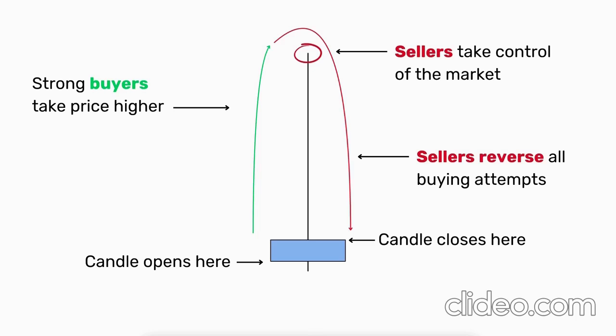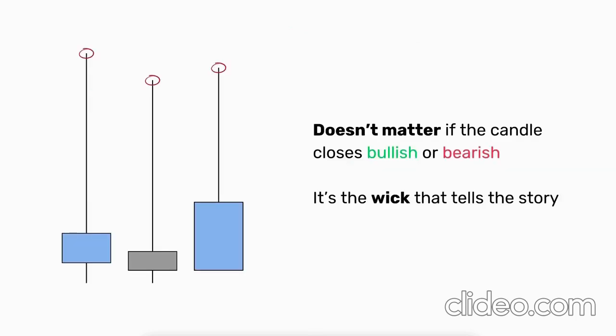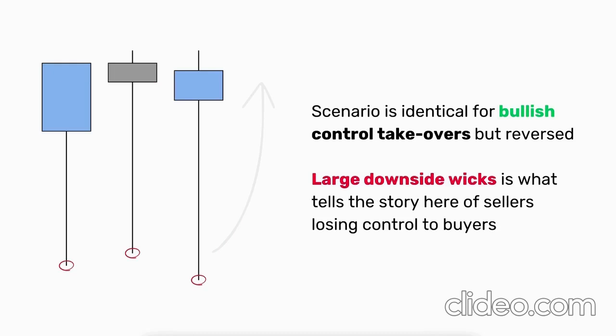And everything is exactly the same, but with a large lower wick instead of upper for the case of a reversal from selling to buying. Now, in terms of the candle body, it really doesn't matter if the candle closes bullish or bearish. So whether it's red or green or blue and gray in my instance, it doesn't matter because it's the wick that tells the story. And just to show you, the scenario is identical for bullish control takeovers, but it's reversed, okay? So large downside wicks is what's telling the story here of sellers losing control to buyers. Once again, the candle body color doesn't matter. It's the wick that gives us the information.